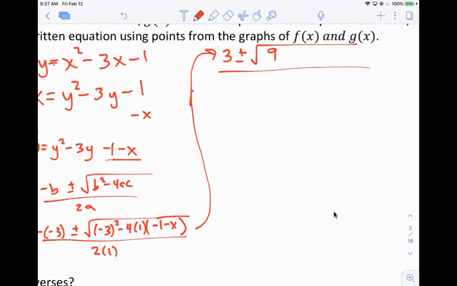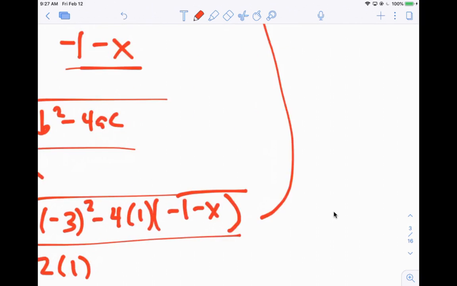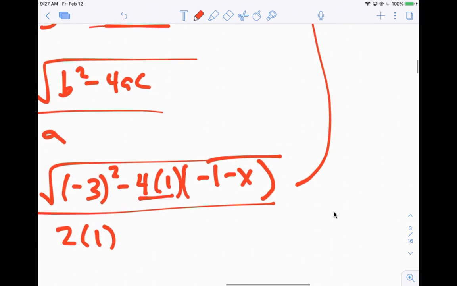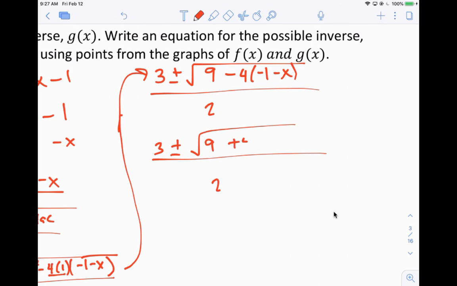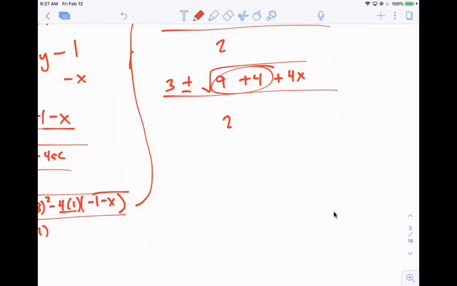-3 is 9 when you square it. 2 is on the bottom. Here's where it gets a little strange. That would be -4, so let's start there: -4 times this c that we have. There I could distribute, copy, paste everything else real fast. 9, 2. Distributing a -4 would give me a +4 and a +4x. And then it looks like I can combine some like terms: 13 plus 4x, and 2.